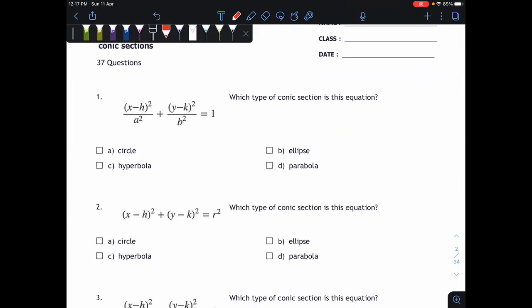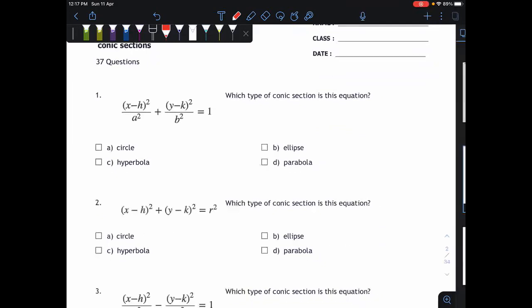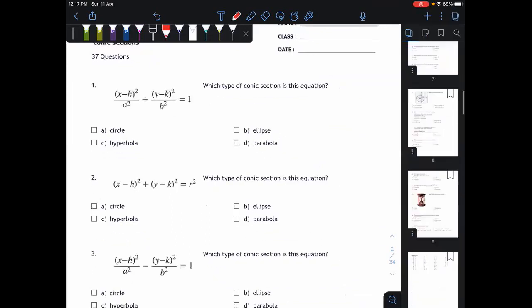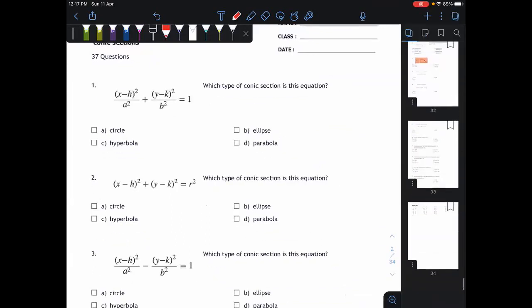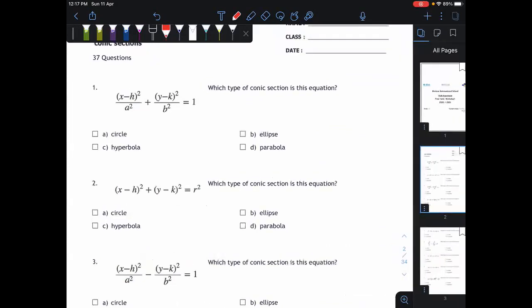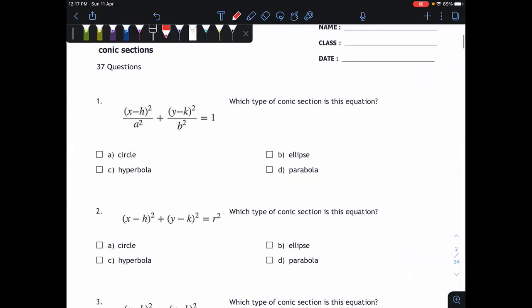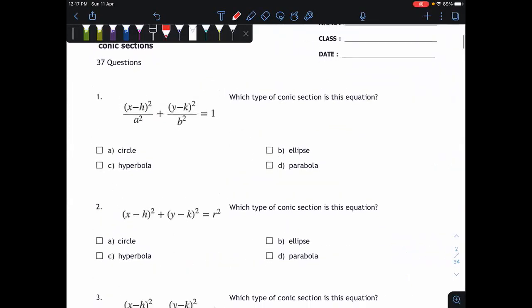Number one, question number one. Let's start directly. We have in all here how many pages? 34 pages. So try today at least half of them, 17. Okay, Bismillah. Which type of conic section is this equation?